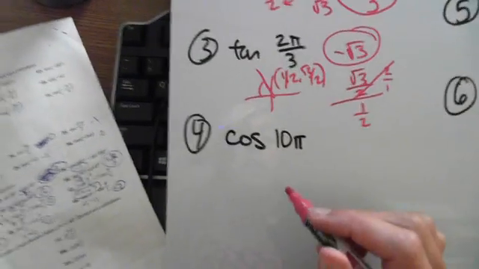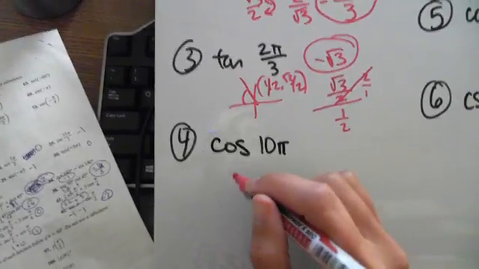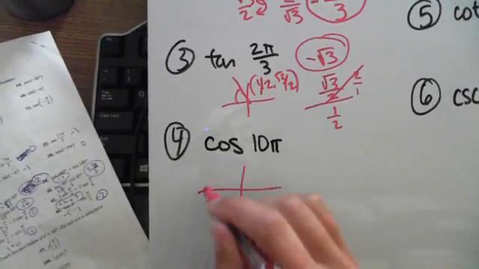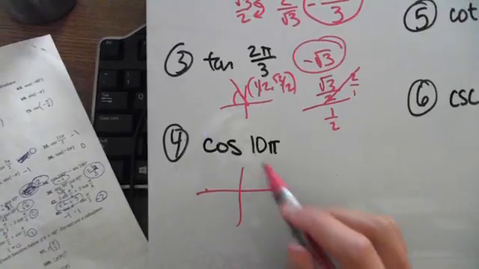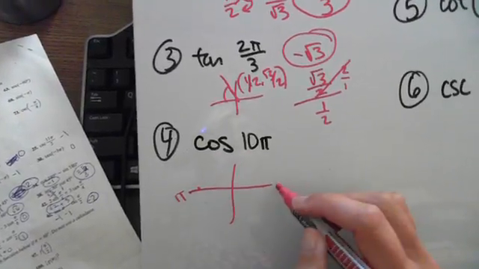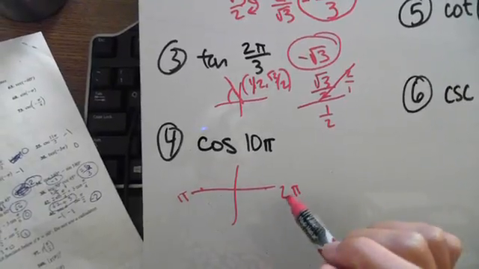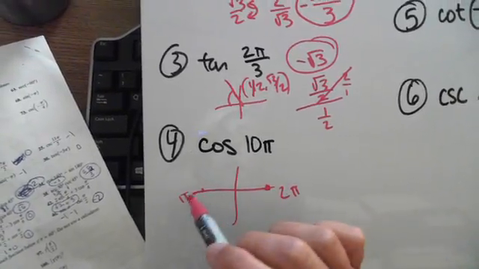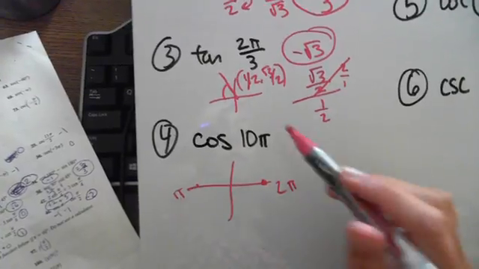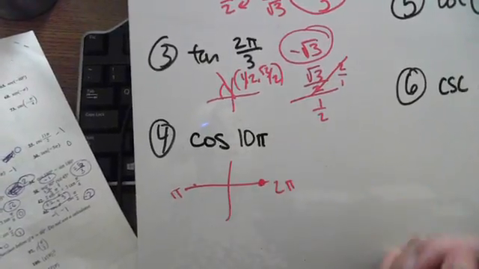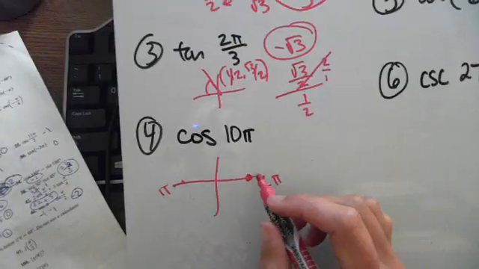Now we've got 10 pi. So anytime you have whole numbers, that tells me it's going to be falling on one of the x-axes. Well, if we think about where pi falls, this would be 1 pi. One trip around would be 2 pi. So every even multiple of pi is going to fall on the positive x-axis. Every odd multiple of pi falls on the negative. So if we have 10 pi, that's going to fall right here where 2 pi is. Think of this as an ordered pair.